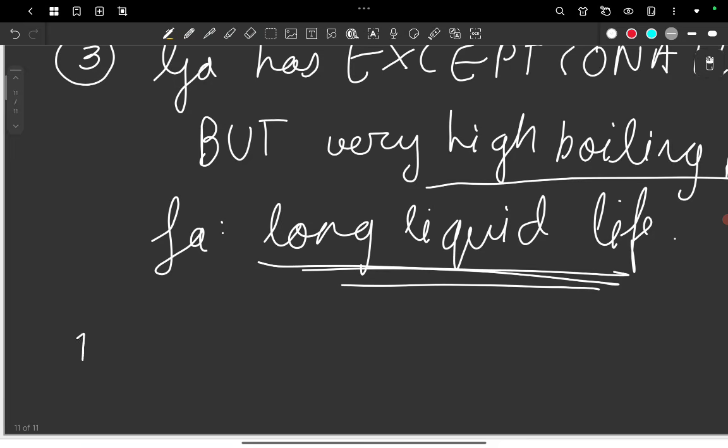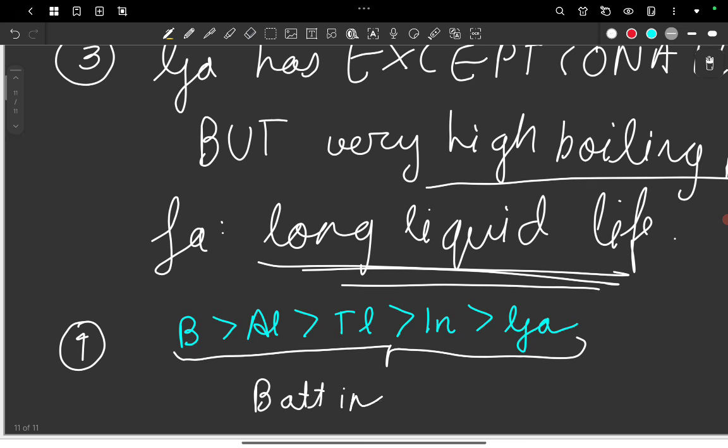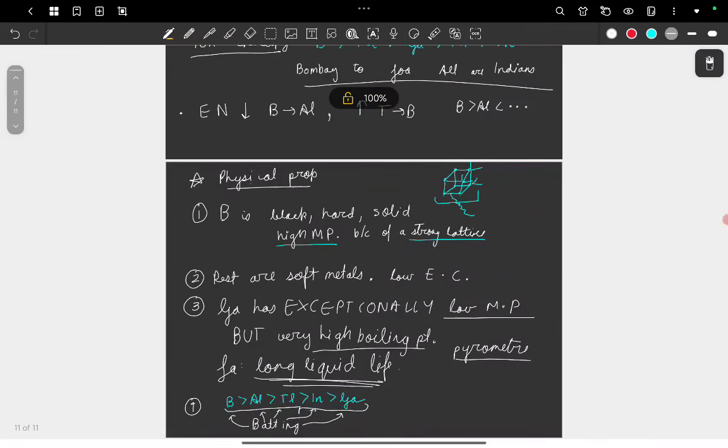Now, for melting points of the elements, I want you to remember this order: boron greater than aluminium, greater than thallium, greater than indium, greater than gallium. How do I remember this order? Just say batting. Like you know, in cricket they do batting: B for B, A for Al, T for thallium, I for indium, and G for Ga. Easy.